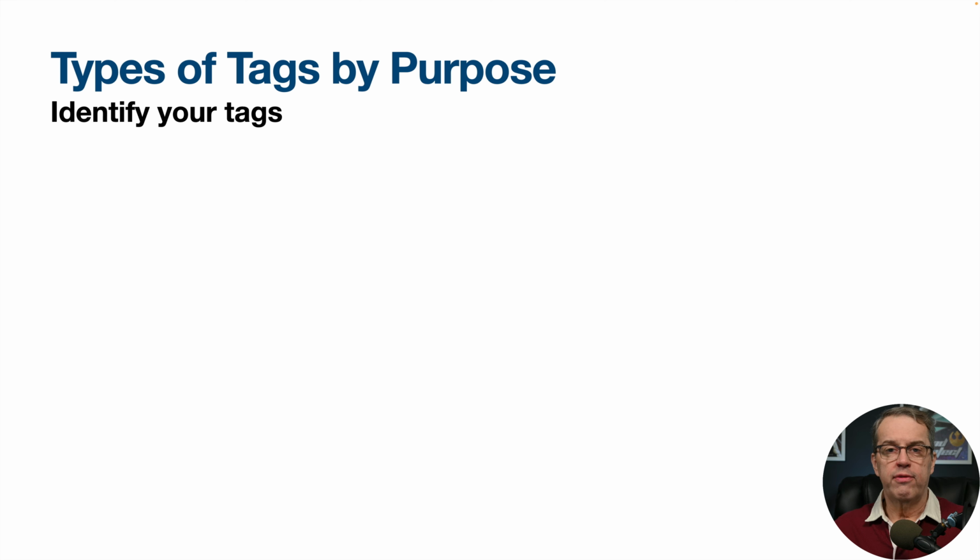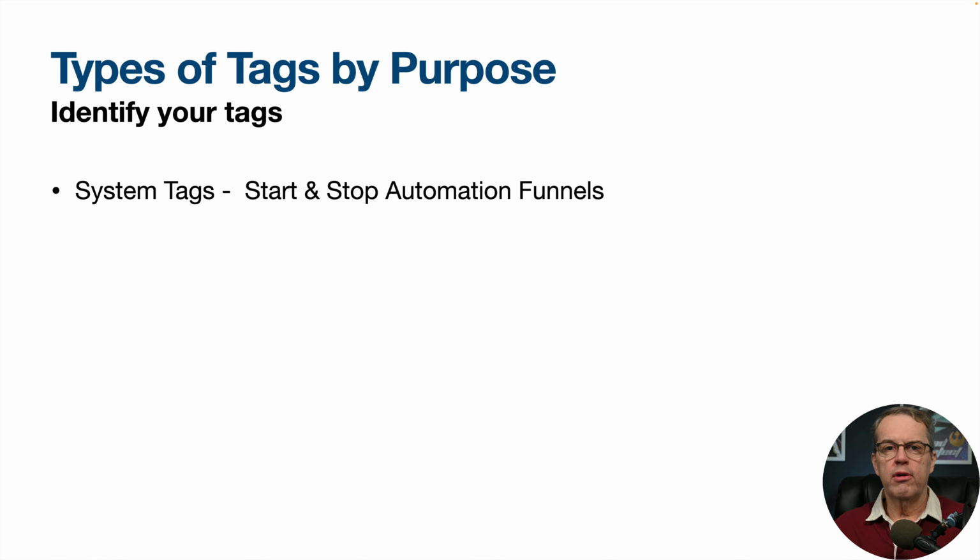So let's take a look at different types. First one are system tags. These are things that will start or stop automation funnels. Once you use it to start something, first thing you're going to do is remove it. You don't need that tag once you've started it.